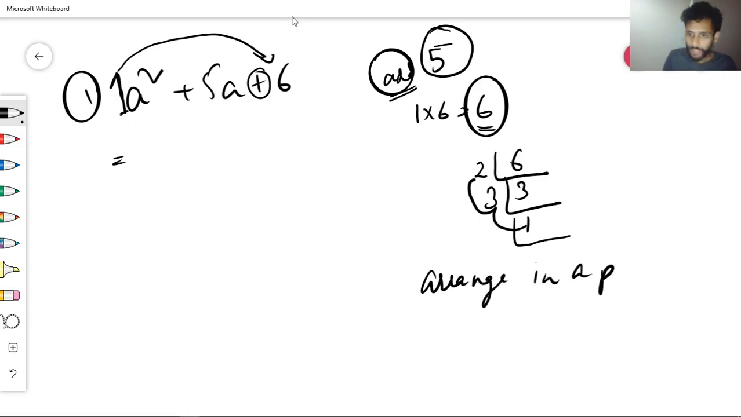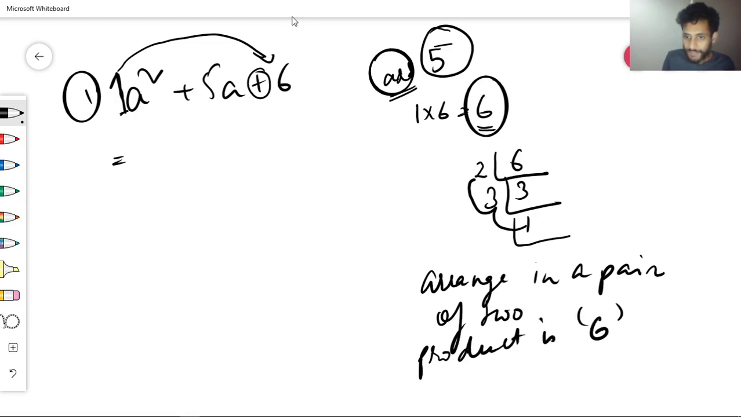Arrange in a pair of 2 such that the product is 6, and here it is plus, so the addition is 5. So what are the numbers? The numbers are 2 and 3. When I multiply 2 and 3, the product will be 6, and when I add them, the result will be 5.